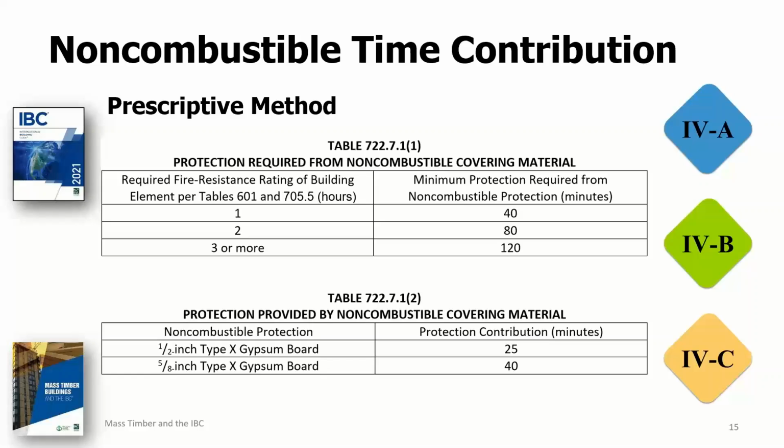Now, there are cases where these tables are necessary even in type 4C. If you've attended any of the other webinars in this series previous to this, you'll recall that shafts and exit enclosures require a minimum of 40 minutes of non-combustible protection on mass timber surfaces. And that's part of their required fire resistance rating.